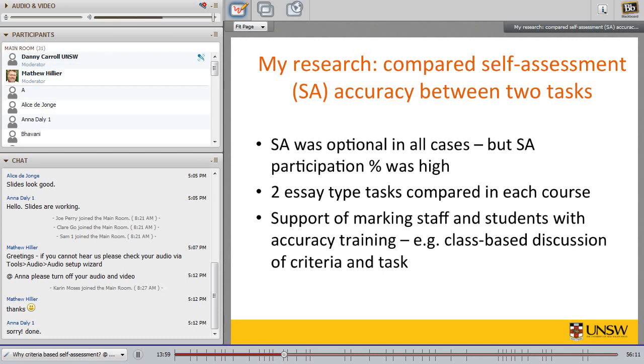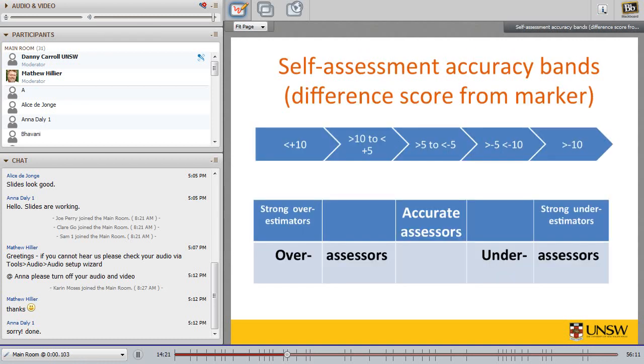So I compared 2 tasks, as I said before. Self-assessment was optional, but participation was high. They did 2 types of essay tasks in each course. The criteria were very, very similar between the 2 tasks, and we supported both marking staff and the students with training around interpretation and a joint understanding of the criteria. So there was a lot of support for their practice.